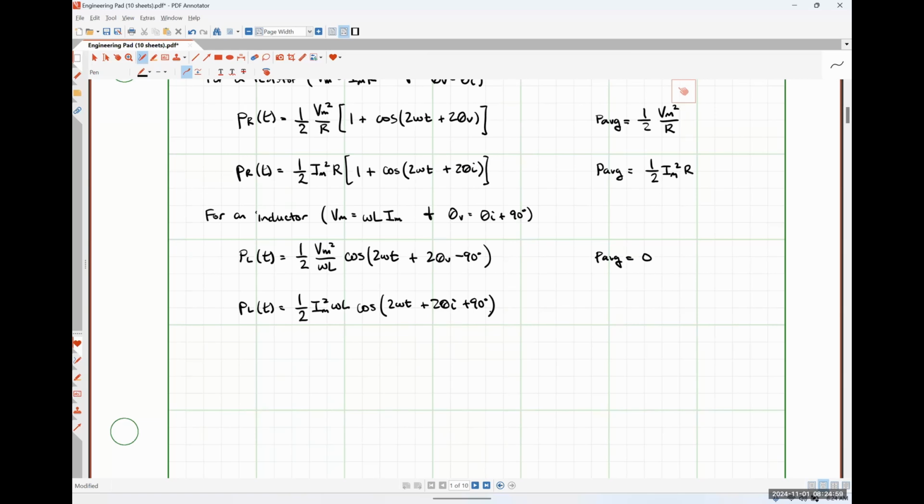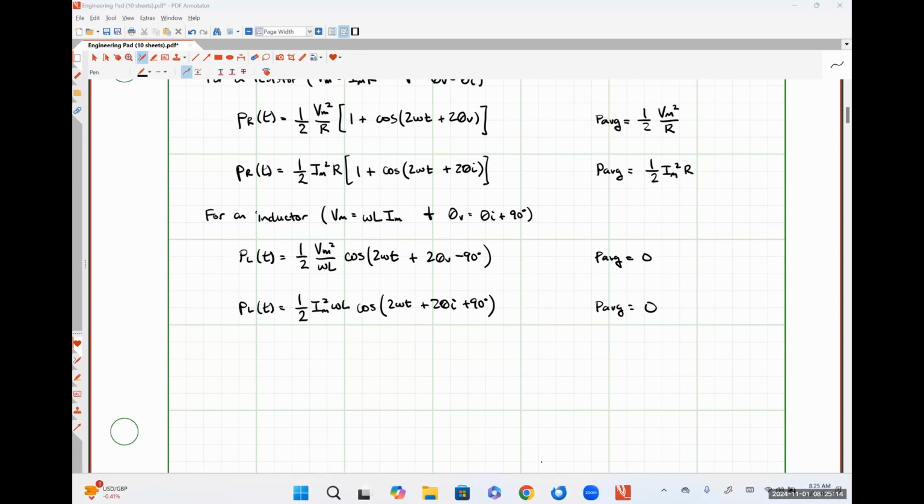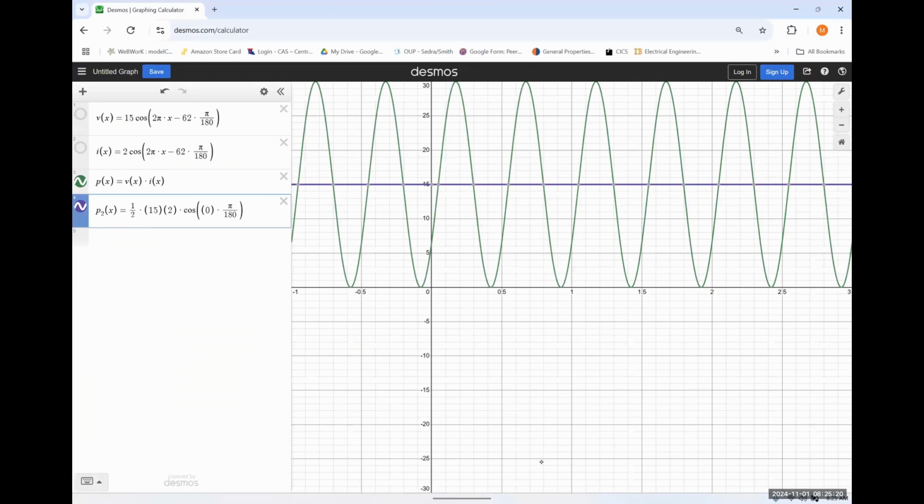And just as easily we can see from this relationship that since there is no DC term, the average power is 0. So I'm going to plot this even though we all should know what a cosine function effectively looks like, just because I want to make a couple of notes here as well.